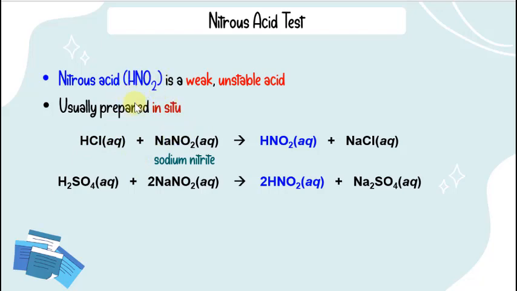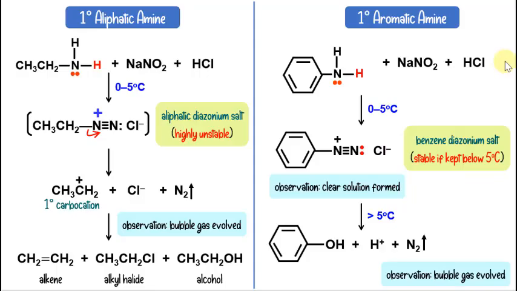The preparation of the nitrous acid is from the reaction of an acid, if we use HCl, and then we have sodium nitrite, NaNO2, then we will get our nitrous acid. If we use sulfuric acid it is the same: react with sodium nitrite, and we will get nitrous acid. The nitrous acid test can be used to distinguish primary aliphatic amine from primary aromatic amine. So we will see different observations for these two amines.